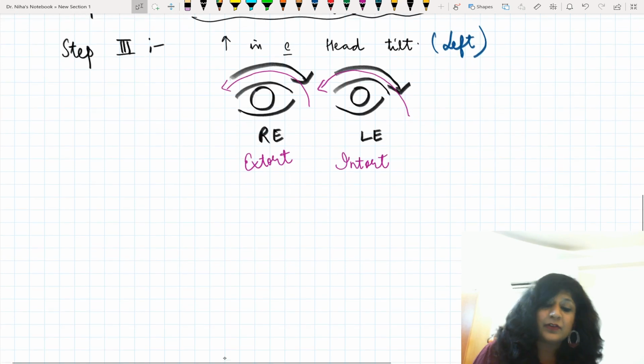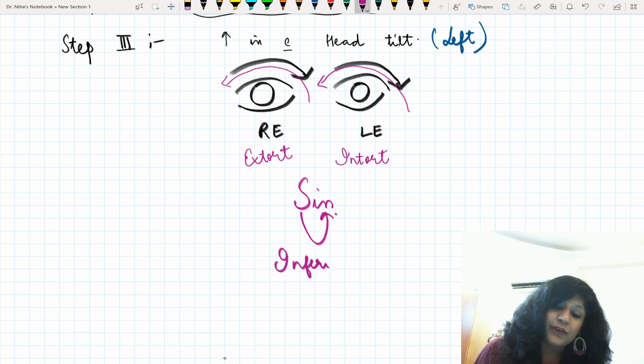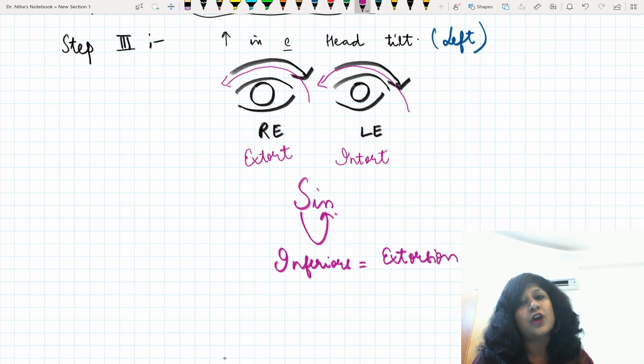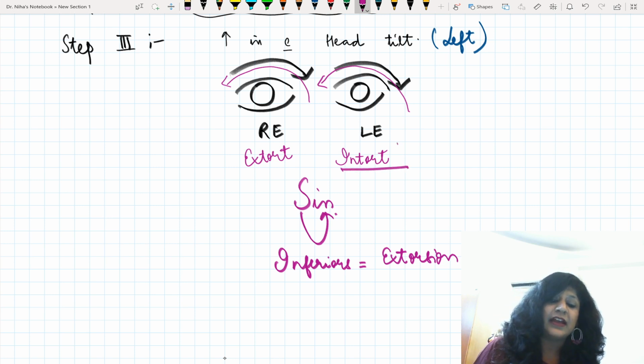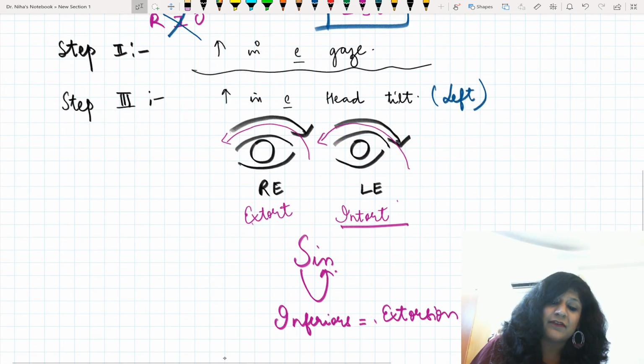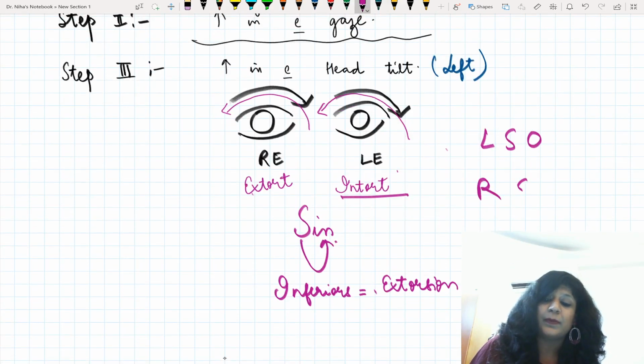Now what will happen? You always know that we have seen superiors are intorters. So that means inferiors will cause extorsion. Therefore, either I should have a superior muscle in the left eye or an inferior muscle in the right eye. Now what were the two options that we were having? Left superior oblique or the right superior rectus. So both are superior muscles.